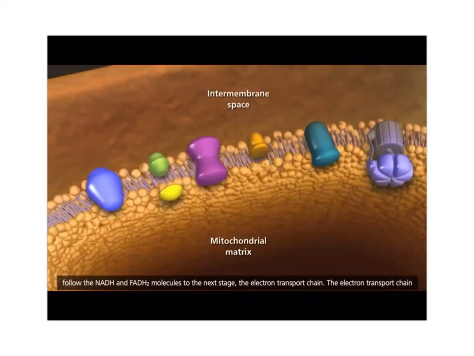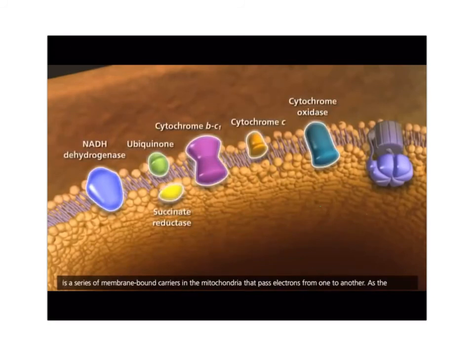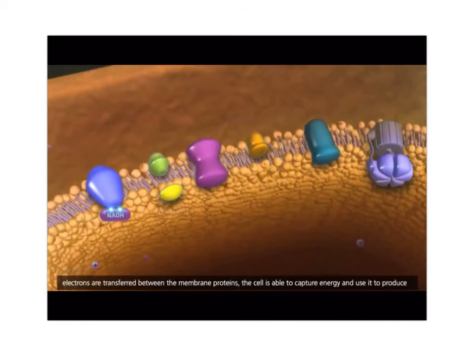The electron transport chain is a series of membrane-bound carriers in the mitochondria that pass electrons from one to another. All right, so the first thing to get here is basically the architecture of this. This is the outside of the mitochondria, and this is a double lipid bilayer. And then this is the inside of the mitochondria, and this also is a double lipid bilayer.